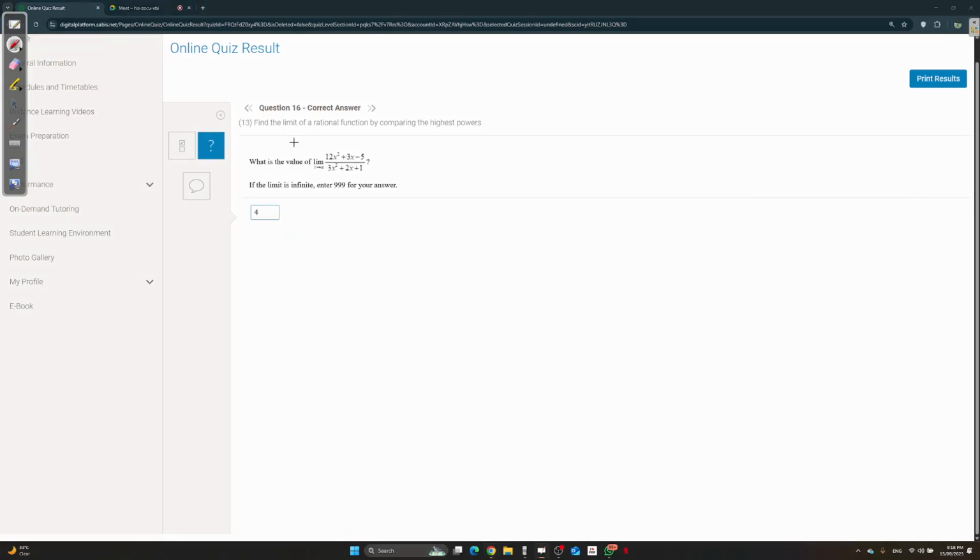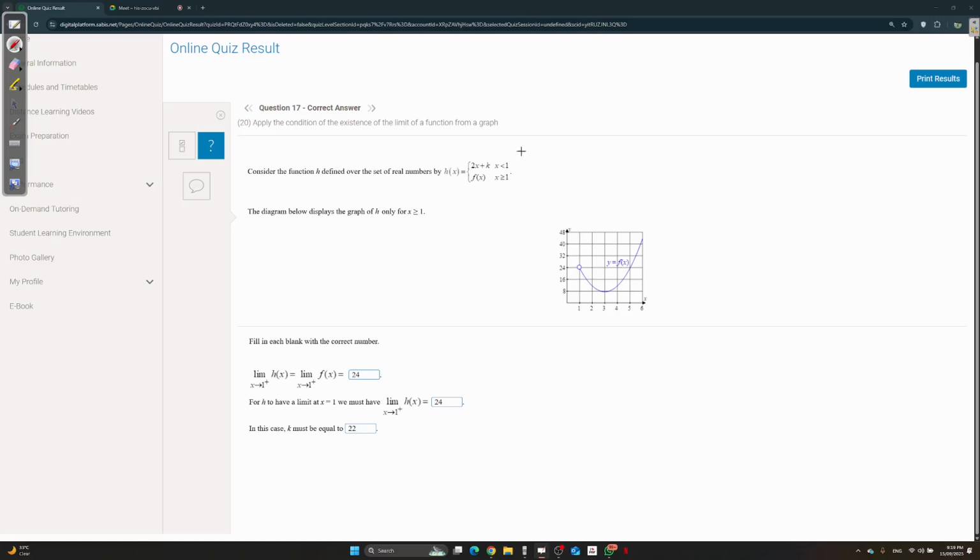Question 16. What's the limit as x approaches infinity of this here? If you have a rational function, polynomial over polynomial, and you're examining the limit as it approaches infinity, compare only the highest powers. Up here, the highest power is 12x squared. Down here, the highest power is 3x squared. Now you substitute your infinity, so 12 infinity squared over 3 infinity squared. Infinity squared, infinity squared, you're left with 12 over 3, so you're left with 4.